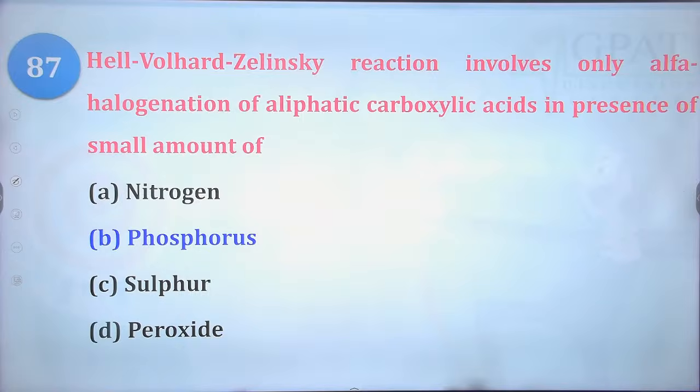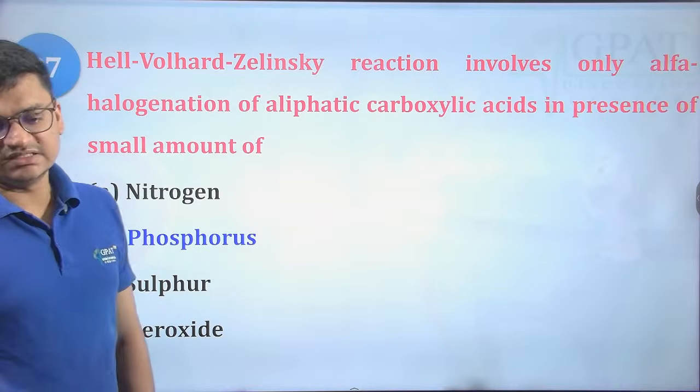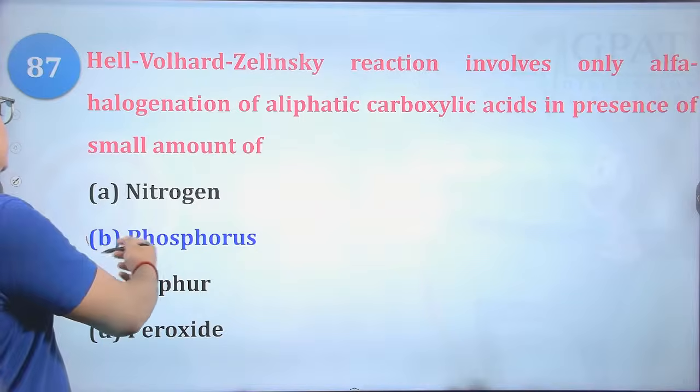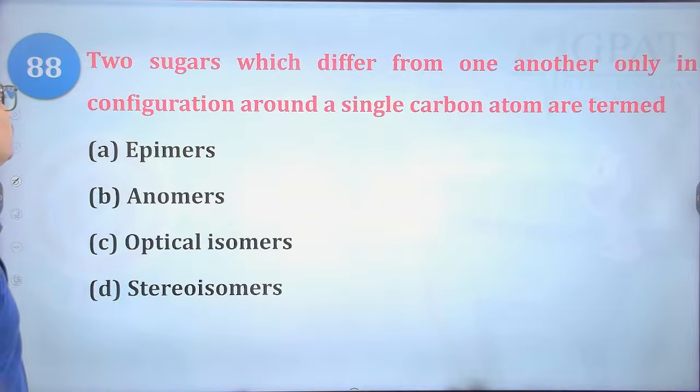So we'll be using phosphorus here in the HVZ reaction. What we are using here? We will be using the red phosphorus for such kind of conversion.